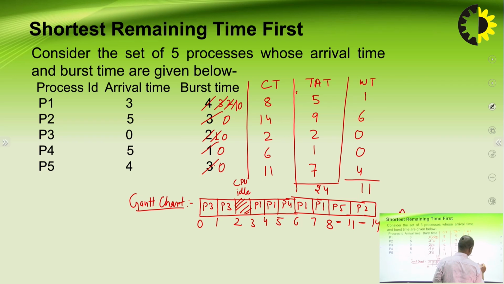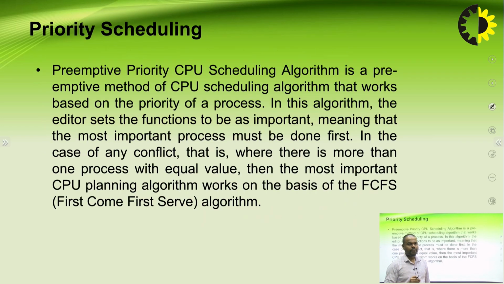So the average TAT would be 24 upon 5, and the average waiting time would be 11 upon 5. So you can check whether this reduces the waiting time. We have to take the one with the least waiting time, because that is why we calculate these CPU scheduling algorithms. Now another one is priority scheduling.